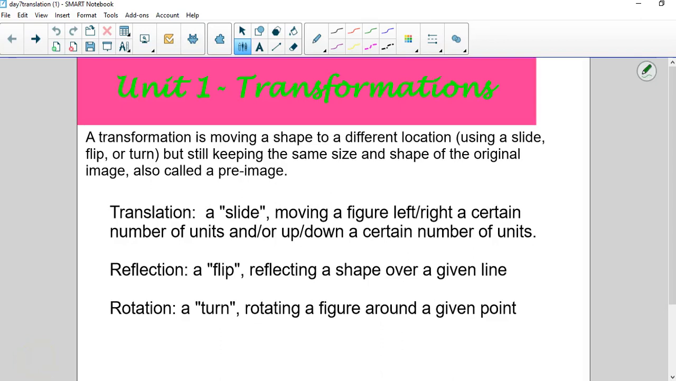Okay, the beginning of the second part of Unit 1, transformations. Transformation is moving a shape to a different location using a slide, flip, or turn, but still keeping the same size and shape of the original image, also called a pre-image.